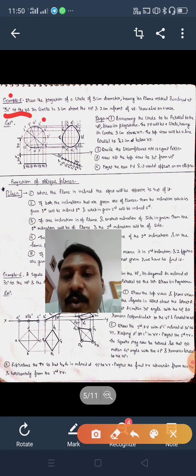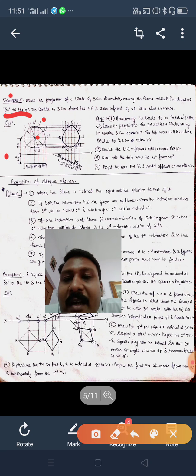See, in this question, in the previous question, how much the object was below the XY line was not given. That's why we kept it anywhere. But here it is written that its center is 3 cm above the HP. Then no problem. From this XY line, take 3 cm above. The dimension is written, 30 mm above the XY line. We get the center of the circle, and from this center draw a circle of 5 cm diameter.